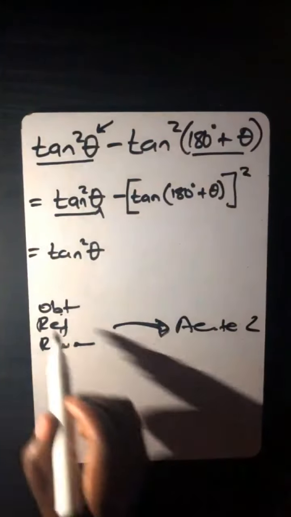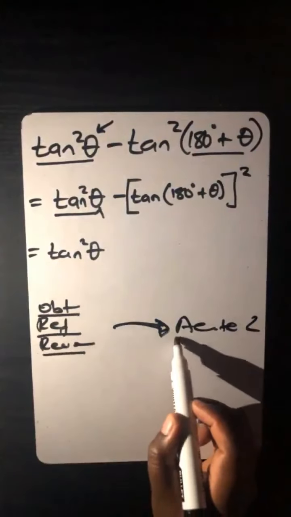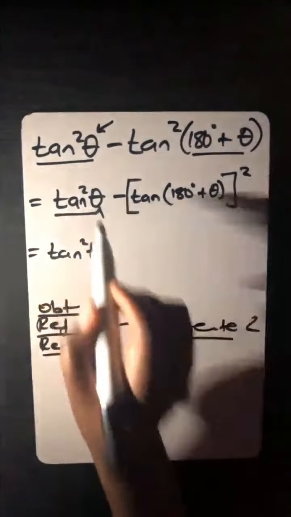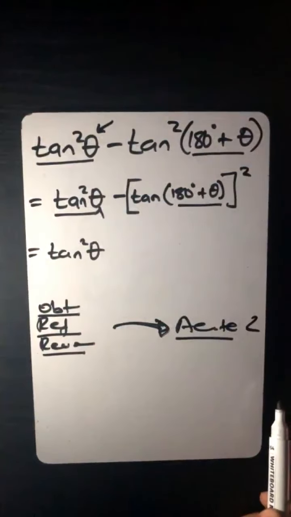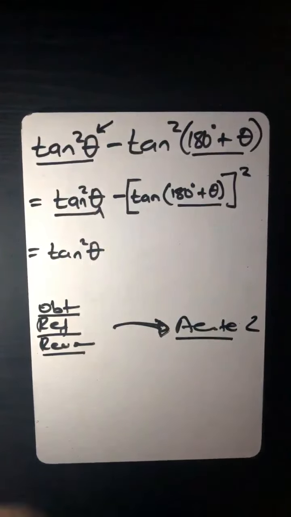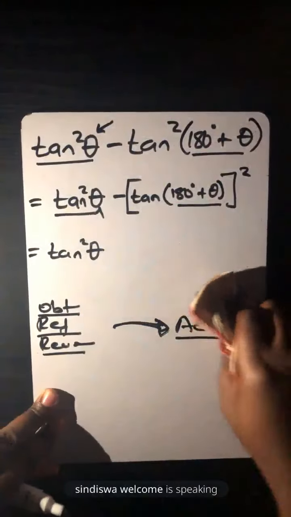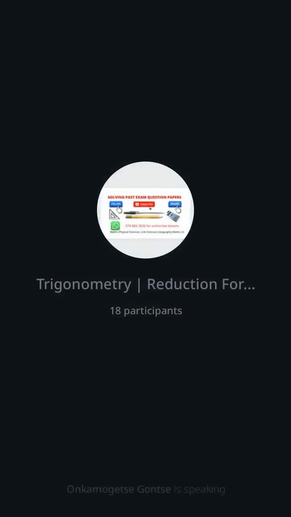So it's either you're given that, or you're given that, or otherwise they give you an acute angle. So this is given as an acute angle, but that is not an acute angle. You therefore have to use reduction formulas to convert it to an acute angle. Does it make sense to everyone, guys?